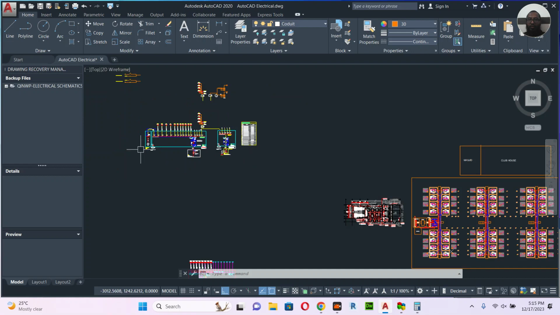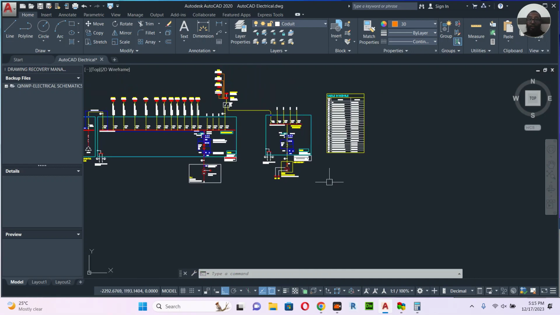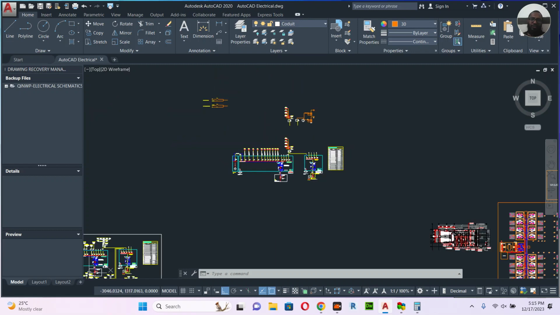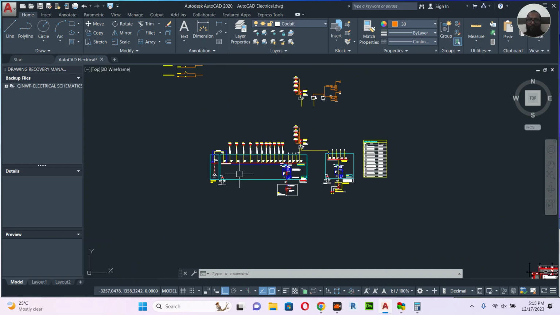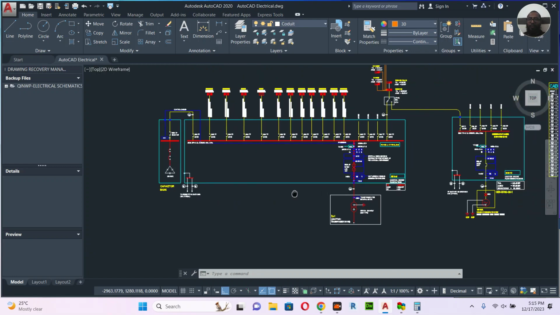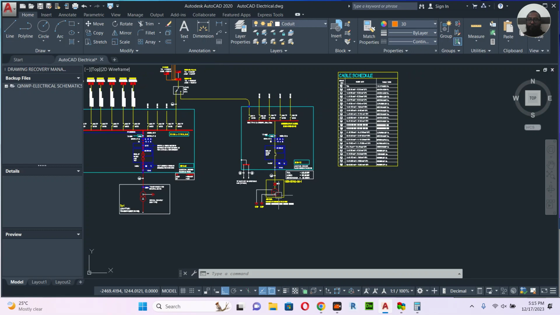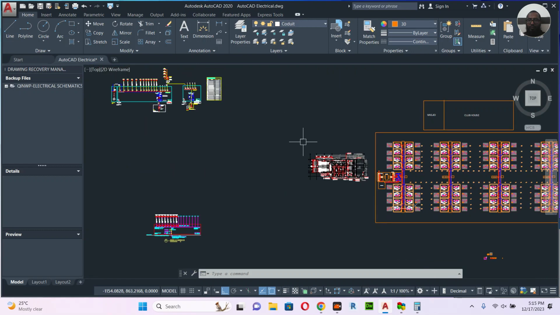Then yeah, it will balance the voltage, V, and also the ampere. No, not ampere. You check the power factor, it will control the volt. And then what else I told you?